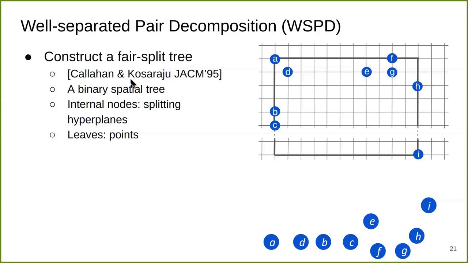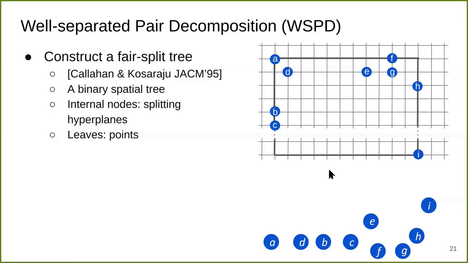This was first proposed by Callahan and Kosaraju in 1995. It is a binary spatial tree where each internal node is a splitting hyperplane and each of the leaves is a point, or input object. We visualize the example on the right: we have all these points on the 2D plane with a bounding box surrounding them.